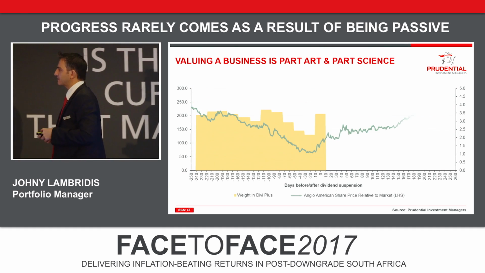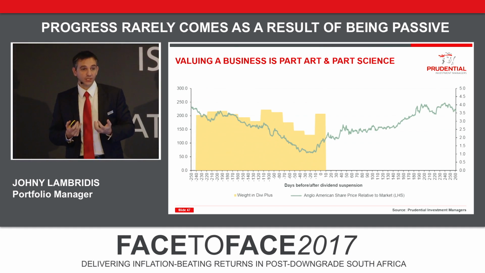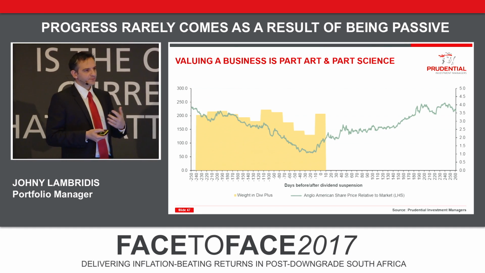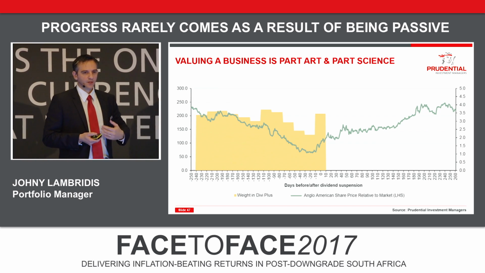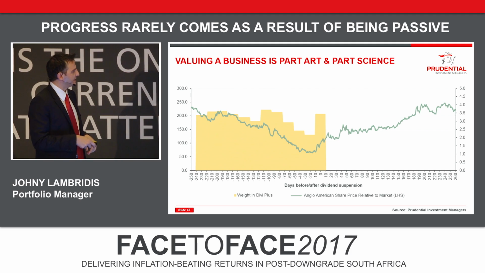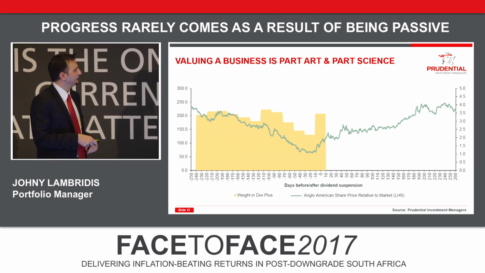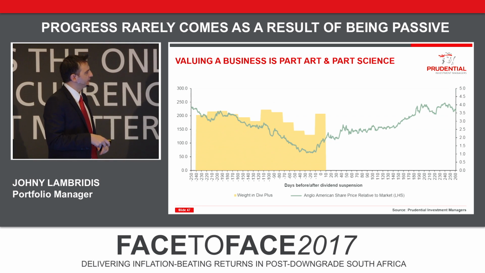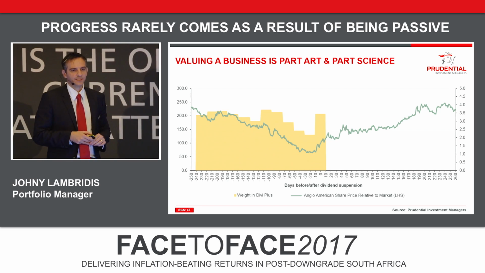Most companies, however, that suspend their dividends actually don't go bust. And if they're able to navigate this period of a liquidity squeeze, the subsequent price returns can be quite stellar. So this is actually Anglo-American. They suspended their dividend in February of 2016. It falls out of the Divi Plus about 10 days later. But as you can see, the subsequent performance is quite strong. The share price doubles, effectively outperforming the market by 150%.